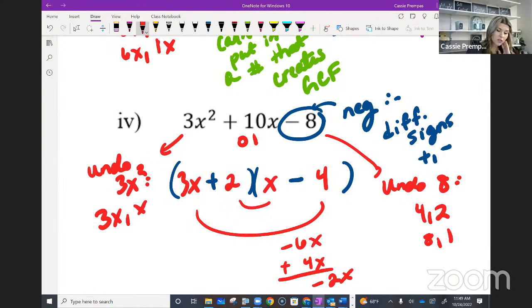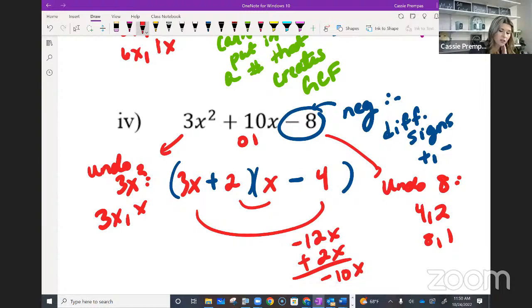Now try it. What is 3x times negative 4? Negative 12x. What is 2 times x? 2x. That adds up to be negative 10x, way closer, but it's the opposite. Do you guys remember what we do if it's the opposite? 3x plus 2. That's what I have right now. 3x minus, yeah, switch it. Make this one minus 4 and this one plus. And now it works. Positive 12x minus 2x, positive 10x. That's it.